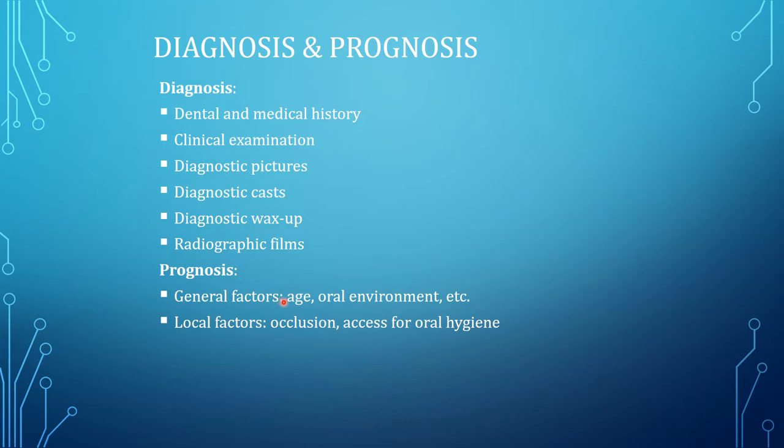Prognosis depends on the general factors, which are age and the oral environment. So how well is the patient maintaining the oral environment? That's what it is all about. And the age of the patient also plays an important role, because in a very elderly patient there is a good possibility of some systemic diseases, and the healing or progress is slower in comparison with a young patient. Local factors are occlusion and taking care of oral hygiene. These are the factors which generally affect prognosis.